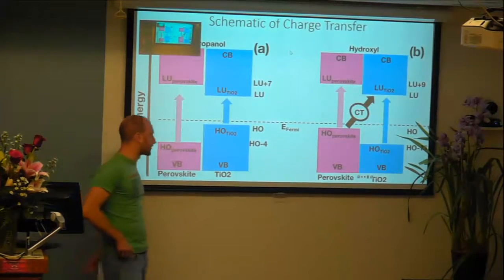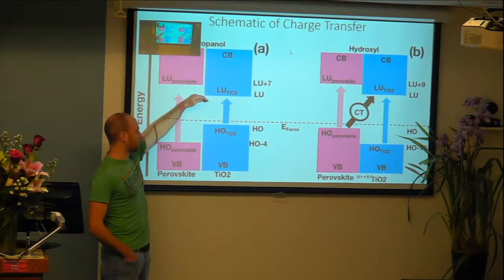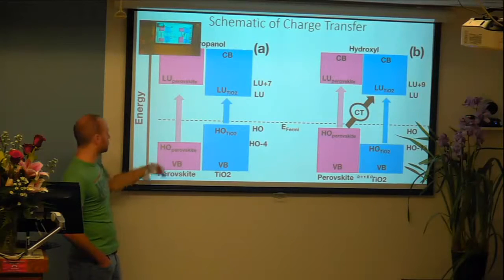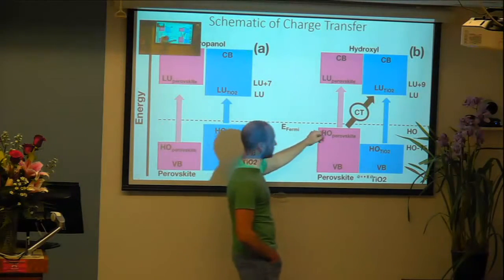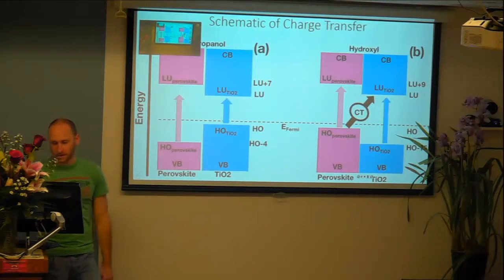This is a schematic of what I was just talking about, where the lowest energy jump would be just from titanium dioxide itself, whereas in this case you would actually transfer the charge over to the titanium dioxide from the perovskite.